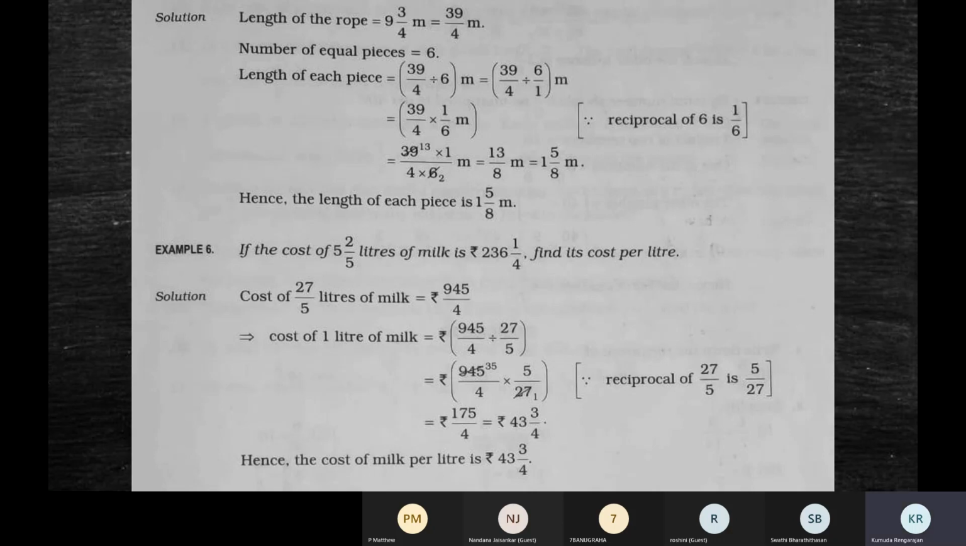Ma'am? Yes. Ma'am, which is dividend, which is divisor? Which one will you write? Whatever number you write first is the dividend. What you write second is the divisor. But how will you know which number to write first?